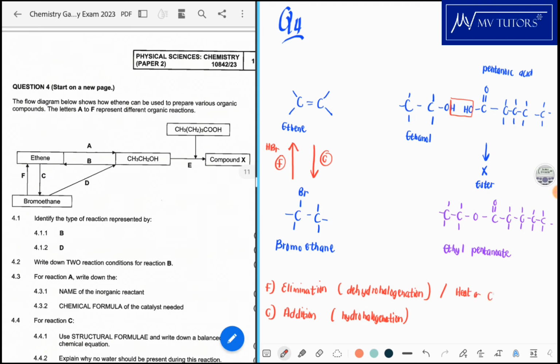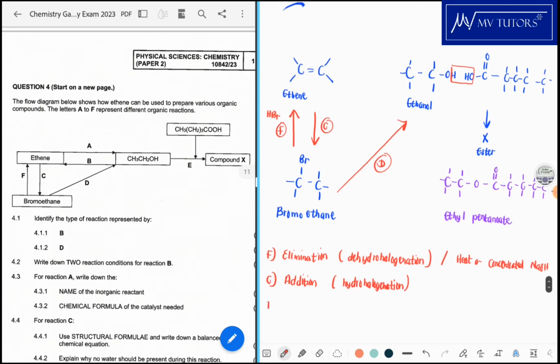So a concentrated strong base like sodium hydroxide, that would do. All right, now I see there's a reaction from bromoethane to our alcohol ethanol. All right, and there it's D. So we see that we went from a bromoethane to ethanol. That looks like it would be a substitution because we have single bonds there. So D would be substitution.